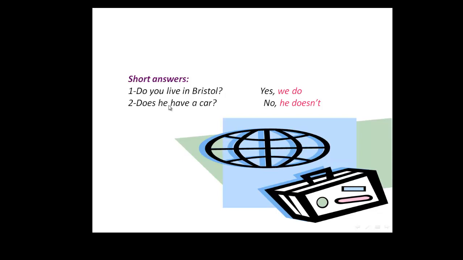And if the subject pronoun is he, as we have said earlier, we have to use does. Like, does he have a car? No, he does not.